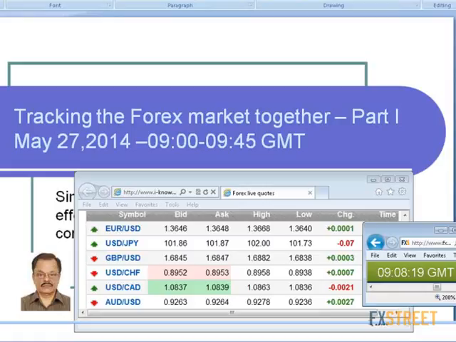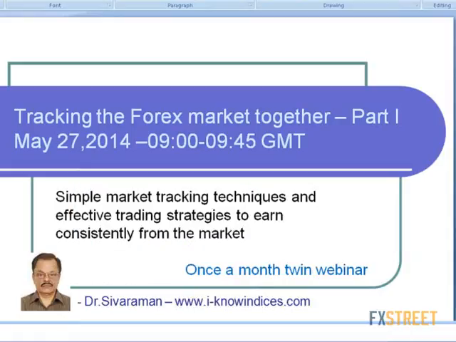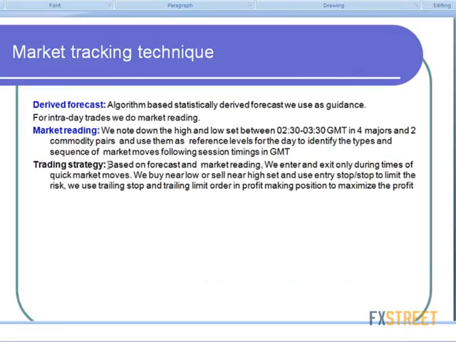The first one is the derived forecast. The second one is the market reading. The third one is the trading strategy. As far as the derived forecast is concerned, I have developed a statistical algorithm which does not take into consideration any of the components involved in conventional statistics, statistical analysis, or technical analysis of the market, and with which I am in a position to give the forecast for the market for a long period of time.